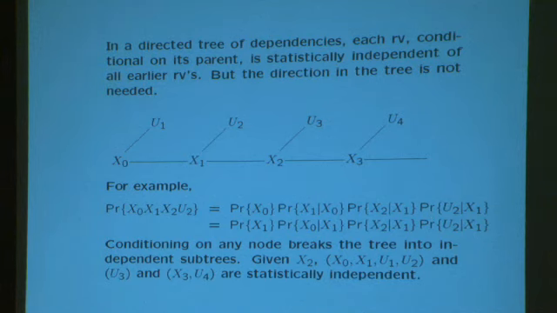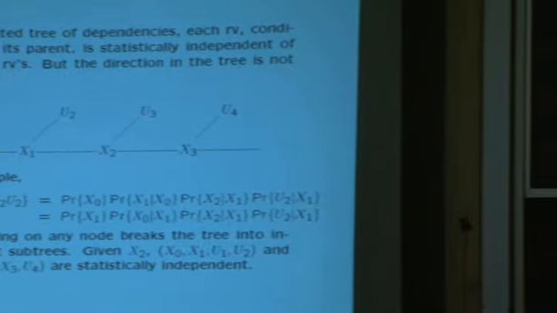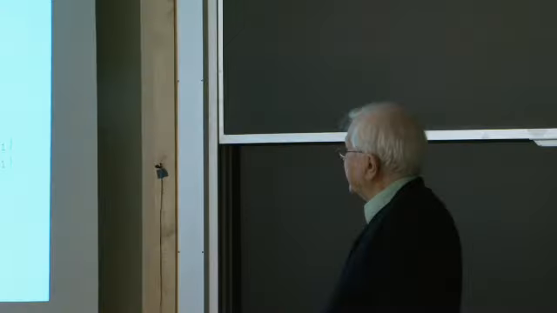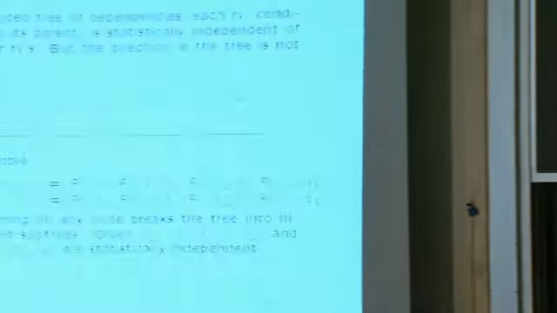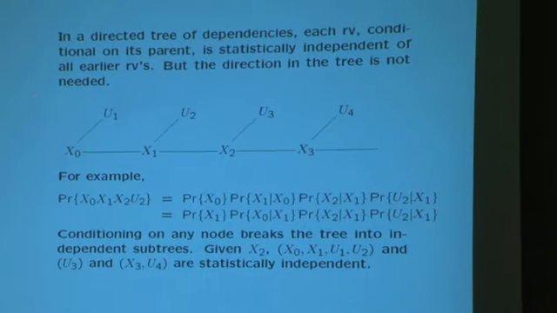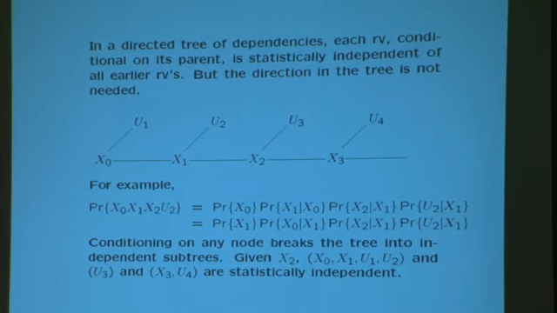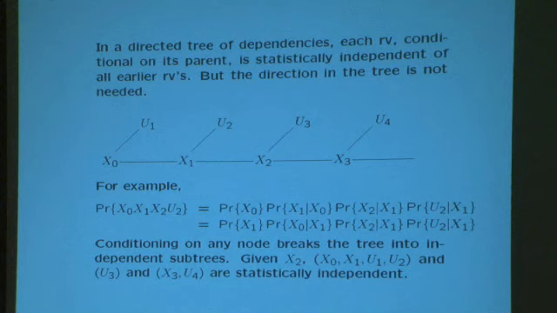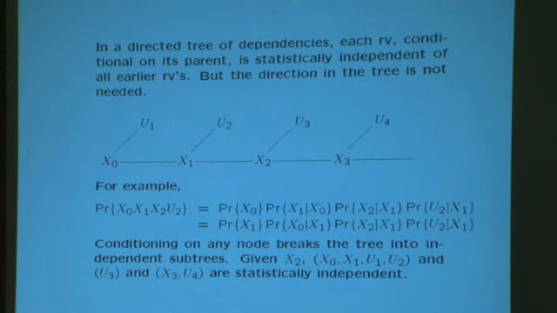In other words, what's happening here is if you condition everything on x1, this random variable here, this stuff is statistically independent of this, is statistically independent of all of this. Given any one node in this tree, given the value of that node, everything on every set of branches coming out from it is statistically independent.